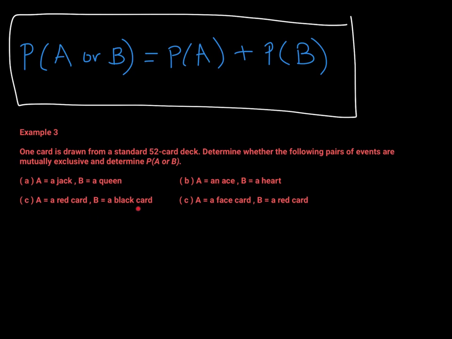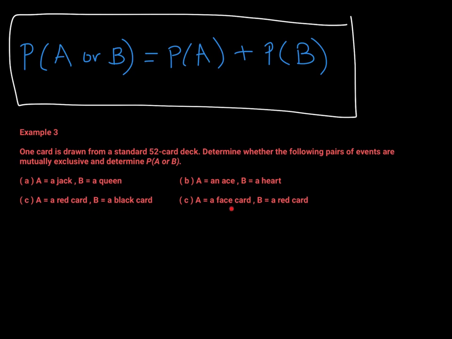A red card and a black card. All right, these are mutually exclusive. I think that should be obvious to us. It's impossible to pick one card from the deck and it be red and black, right? That doesn't happen. These are mutually exclusive.